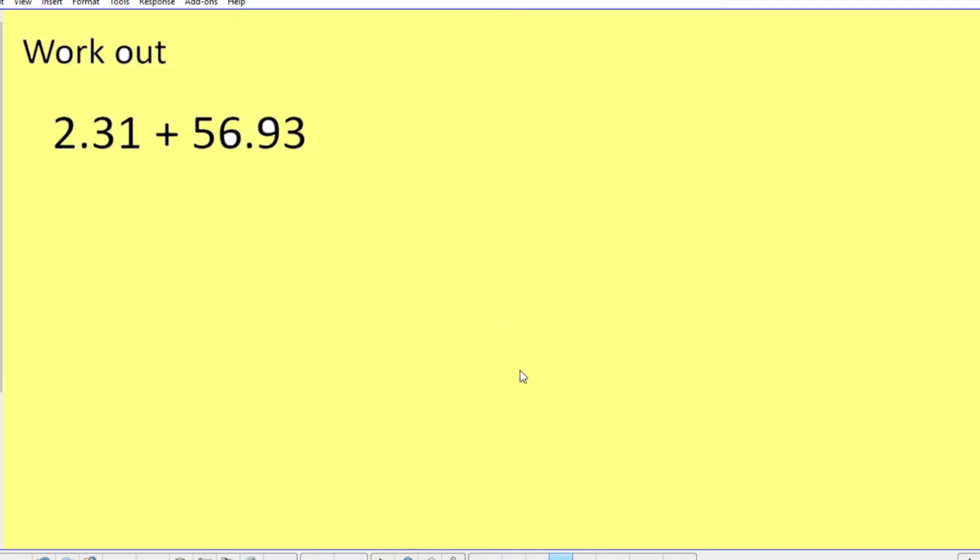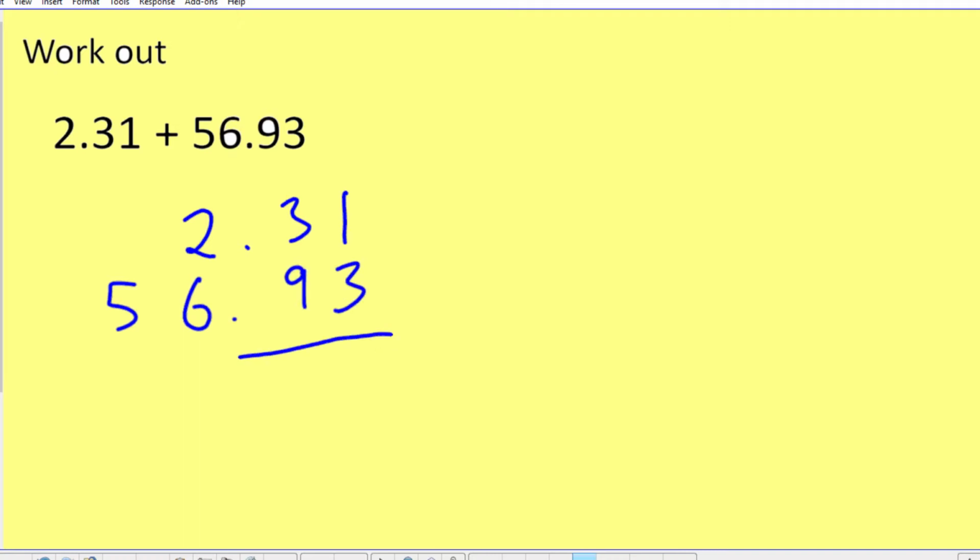Okay, so moving on to some decimals, we're just going to do a bit of adding first of all. This is maybe in a question where you have to add some money together. So we've got 2.31 and 56.93. Okay, so remember we've got tens, units, tenths, and hundredths.